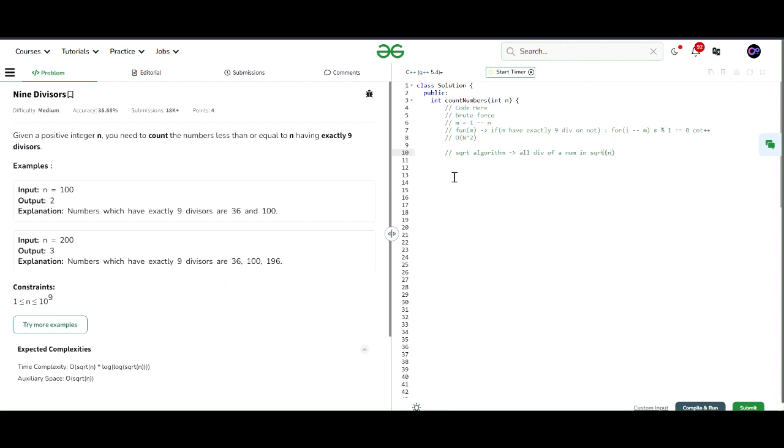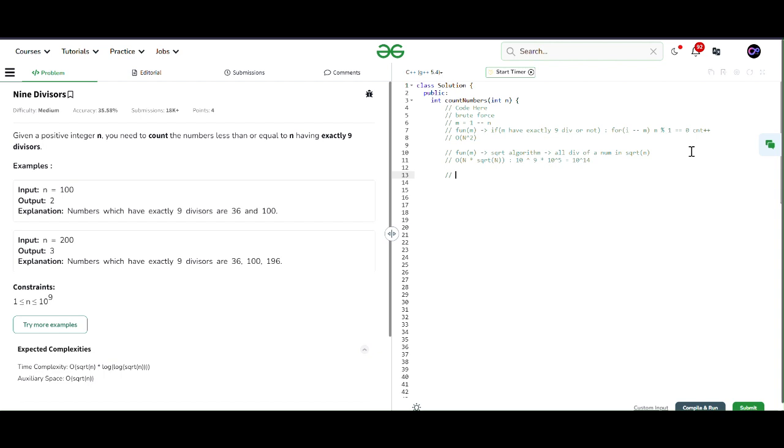So now I can implement the function with the square root algorithm, right? The outer loop will be again from 1 to n, so it would be n into square root of n. If we check the number of iterations, it would be 10 to the power 9 multiplied by 10 to the power 5, which is 10 to the power 14, which again is not going to be accepted. So we require a better solution than this.